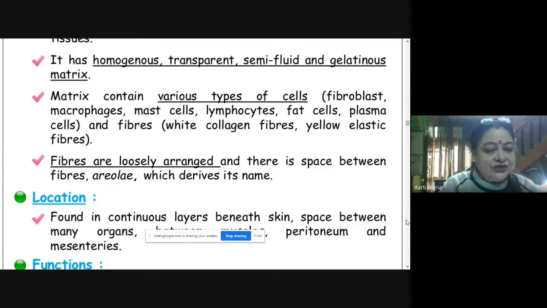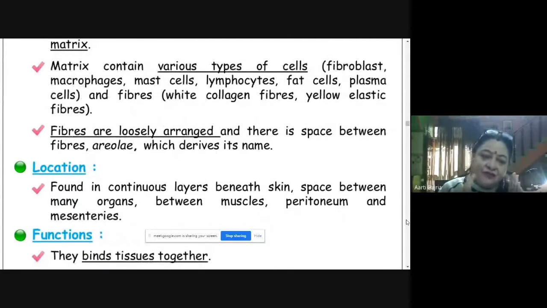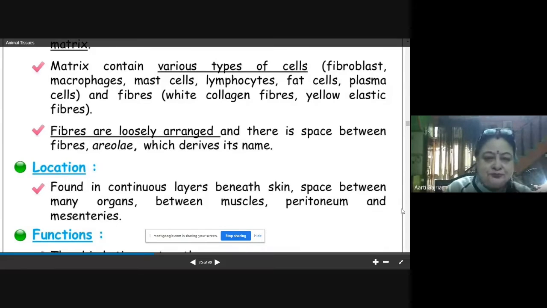Now the location: it is found continuously beneath the skin. So below the skin you will find this loose connective tissue, and there is space between the many organs. Whenever there is a space between the organs, you will find the areolar tissue, and between muscles you will find it. Also in the peritoneum and mesenteries. So these are the places where you find this areolar tissue.